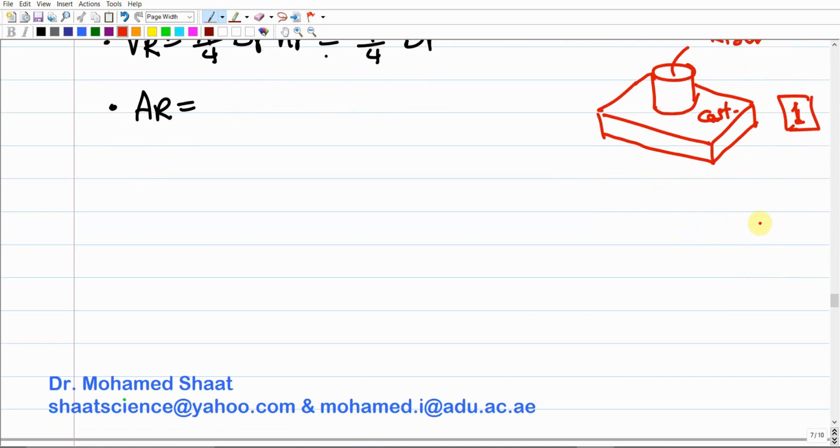Or option 2, where you assume that you put the riser on the side. This is the riser, and it's set up on the side of the casting. It means that this is the casting in this way.